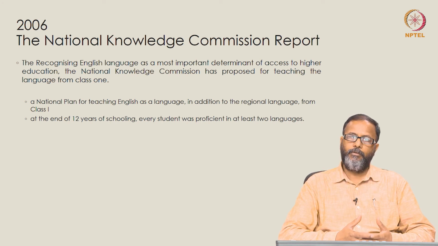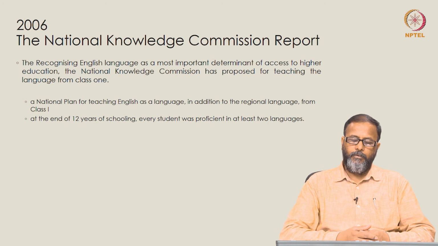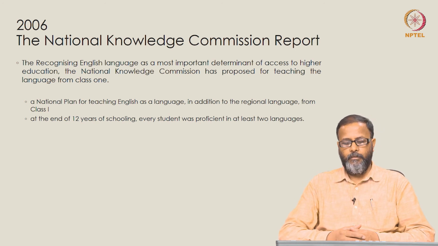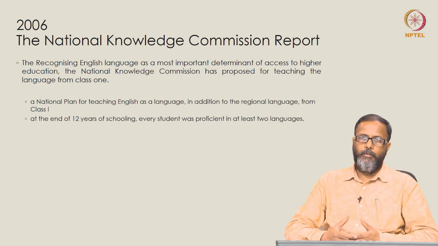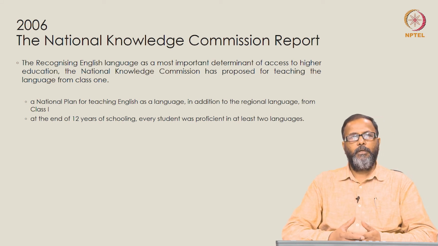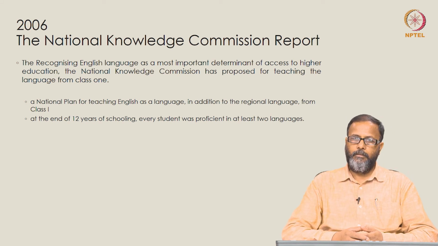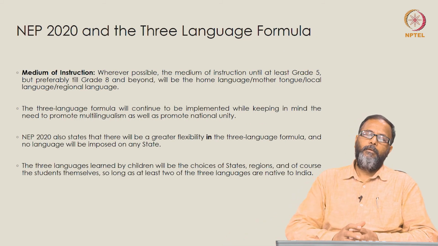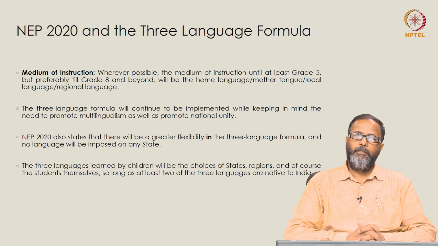These are the main recommendations pertaining to language, and it was believed that at the end of 12 years of schooling, by the time you finish your school and get into undergraduate mode, every student will be proficient. It was believed that they will be proficient in at least two languages, one home language or regional language, the other English. And I'm talking about 2006.